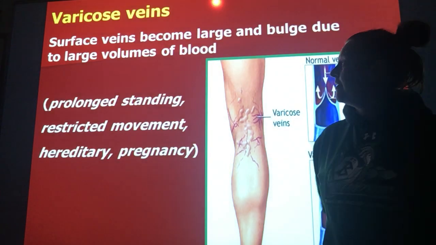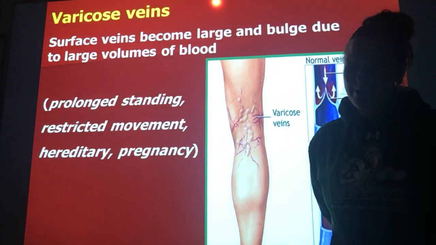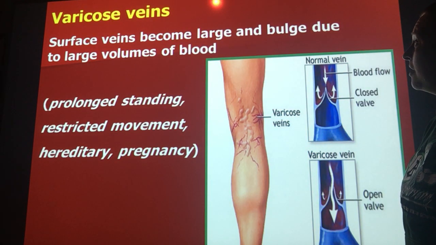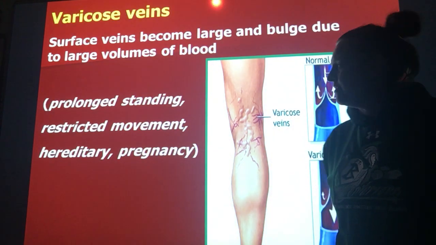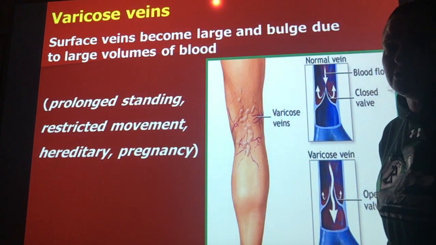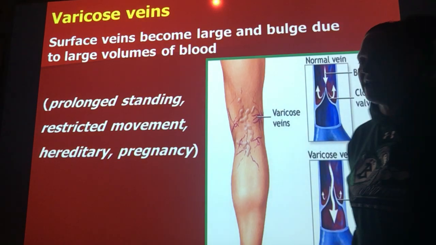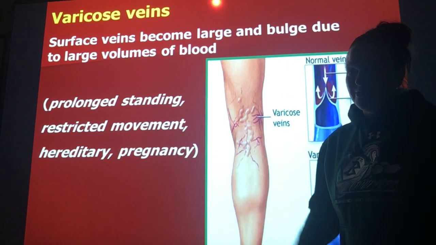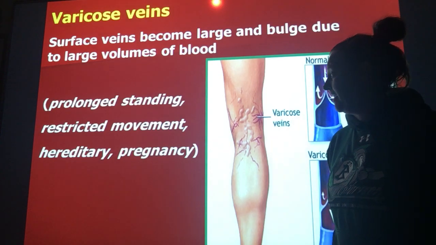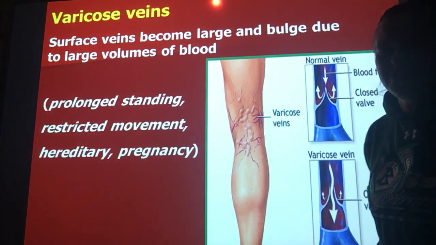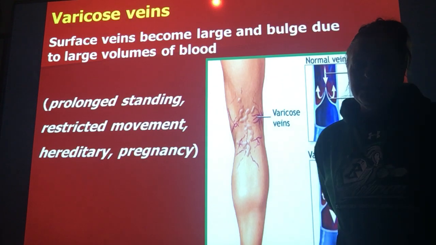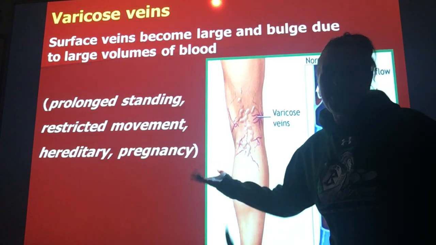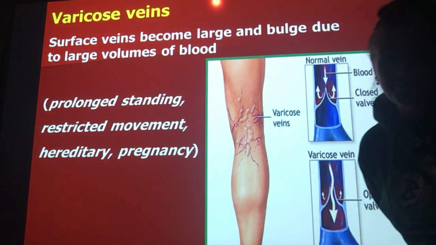Oh, sorry, one more fun fact: varicose veins. If you don't know what they are, you probably will as you get older. That's when surface veins become large and bulge due to large volumes of blood. So what causes varicose veins? Several things could lead to it, doesn't mean it will. Prolonged standing, if you stand a lot, that might lead to it. Restricted movement. It could be heredity. Sometimes it's just in your family. You might know certain families where it just is heredity. And sometimes pregnancy. I know when my sister was pregnant, she never had varicose veins before, and then all of a sudden, I think not the first pregnancy but the second one, she had varicose veins. And there you go. So just some fun things to look forward to as you go through your life.